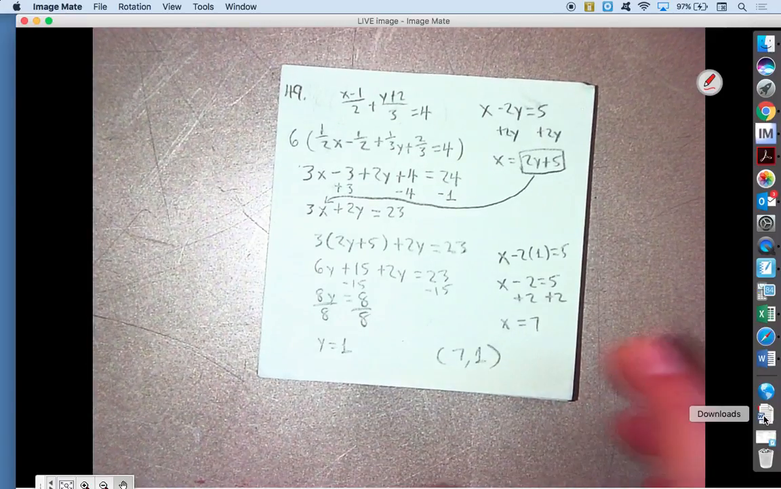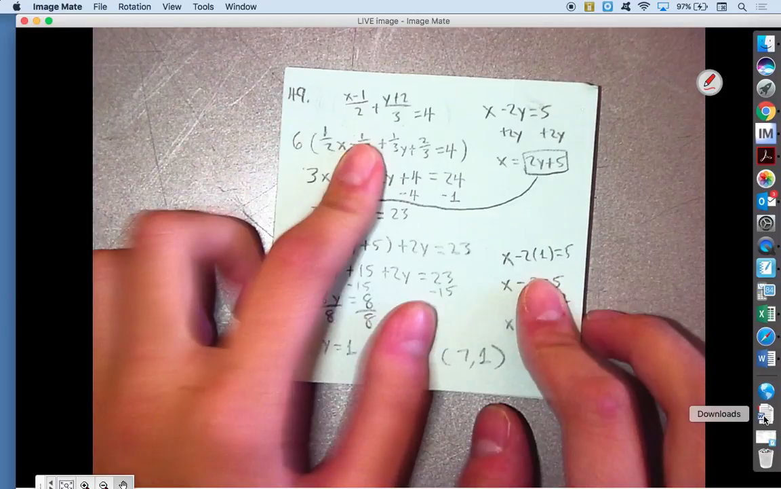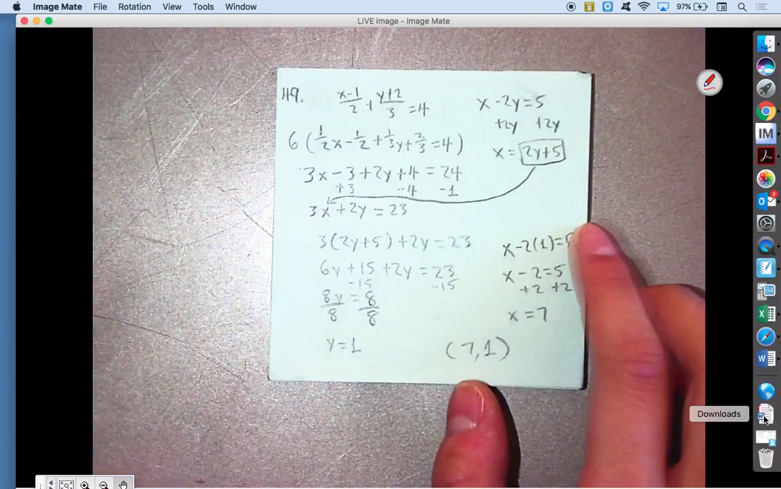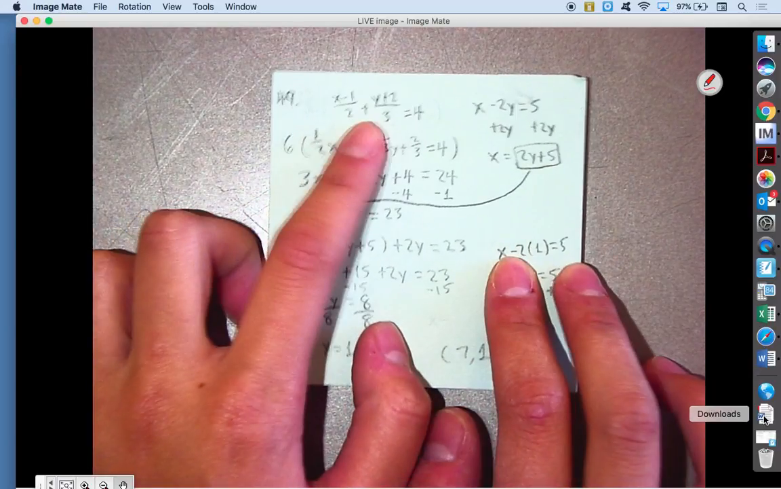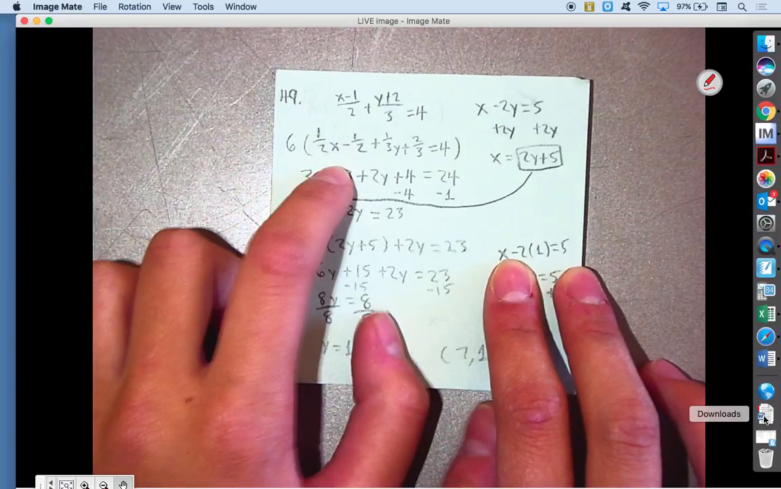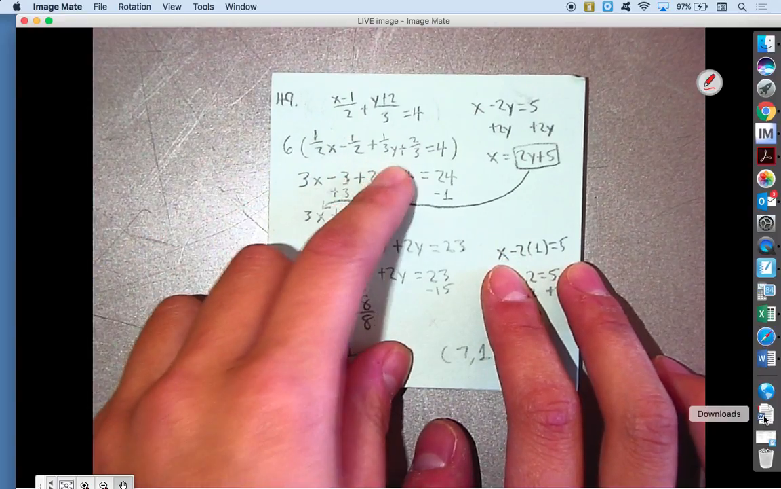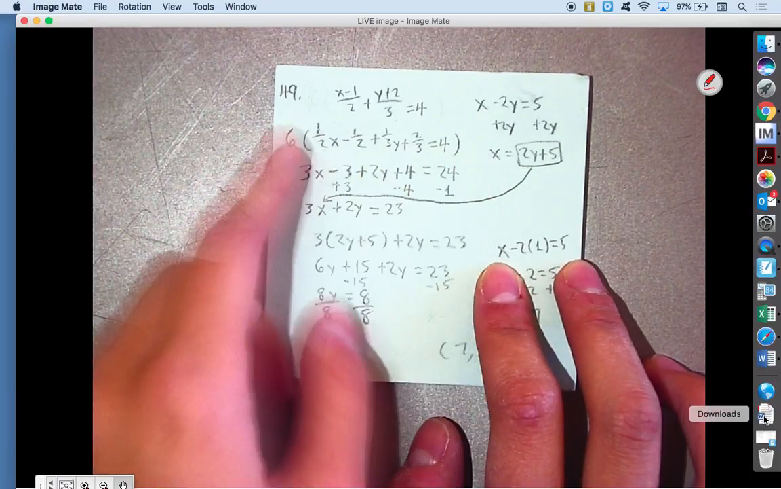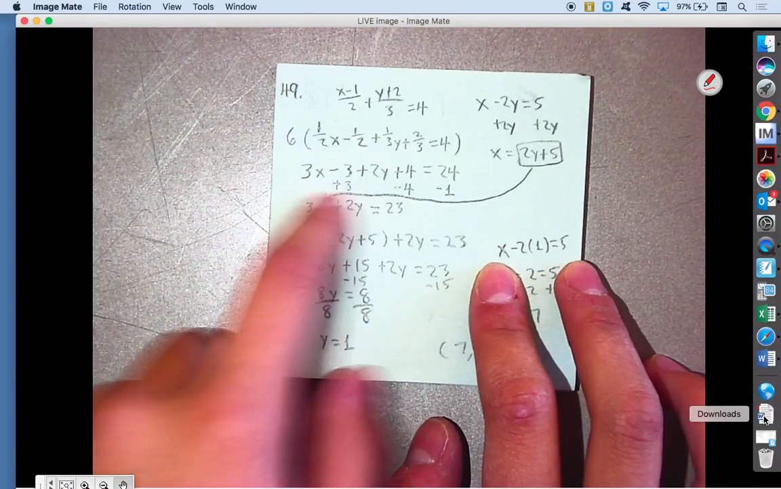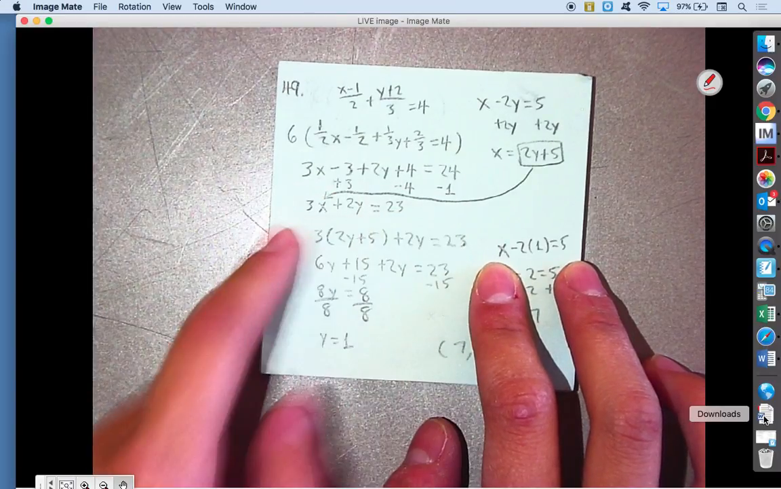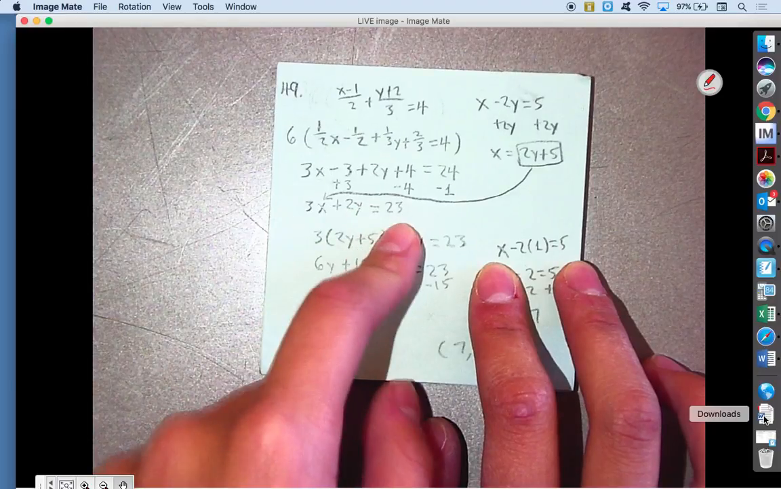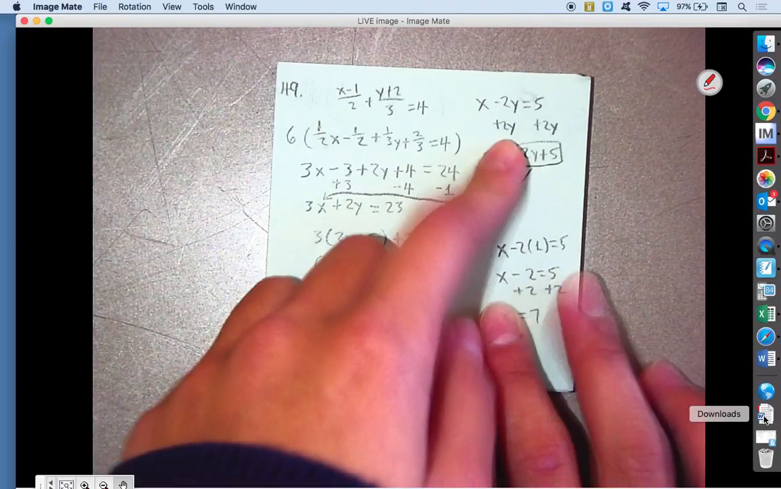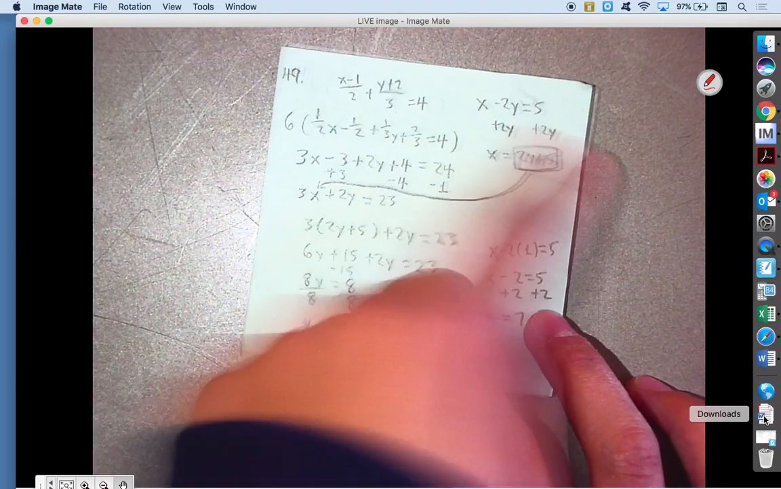Okay. So I did 49, and these two are the equations. So I started out by simplifying the first, and I got 1/2 x minus 1/2 plus 1/3 y plus 2/3 equals 4. And then I multiplied all of them by 6 to make them whole numbers. And then I simplified all of them to get 3x plus 2y equals 23. And then I moved to the next equation, and I used substitution because I got the x all by itself.